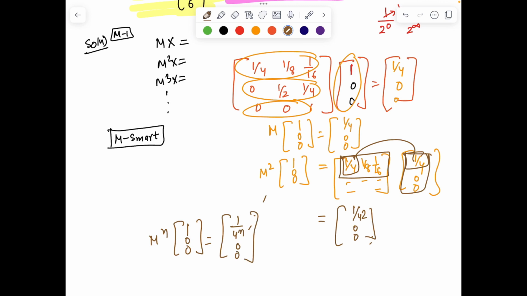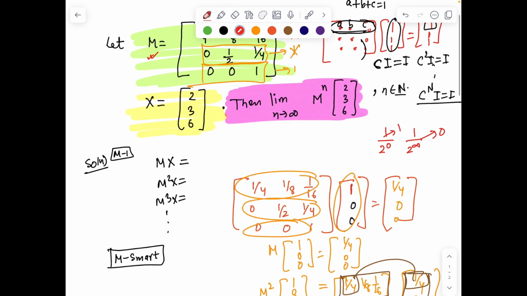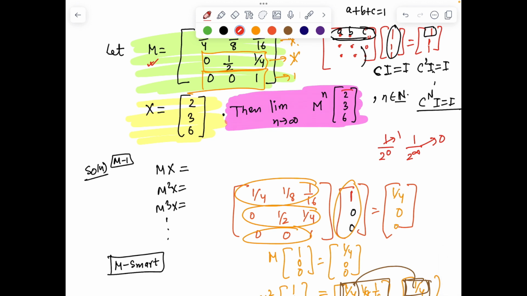And that's good news. Because now I know when n tends to infinity, this column vector is going to be a 0, 0, 0 matrix. So that's the cool thing. With this, what we can do is possibly segregate 2, 3, 6 into 2 matrices. One matrix which is 1, 0, 0 because that's helping us, and the other matrix, the leftover, will be 1, 3, 6.